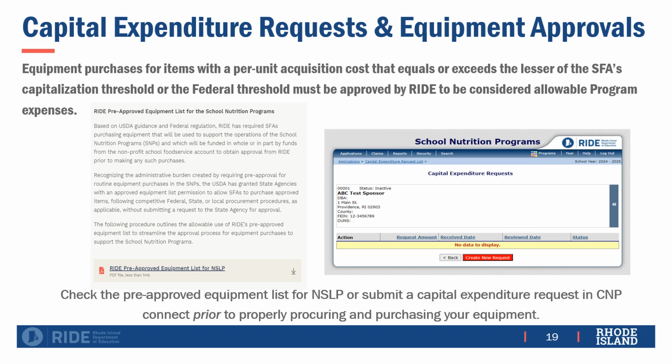For any equipment purchases that fall outside of the established policy, SFAs must submit a capital expenditure request in CMP Connect, notify RIDE of submission, and receive approval from RIDE for the requested equipment prior to properly procuring and purchasing the equipment with program funds.